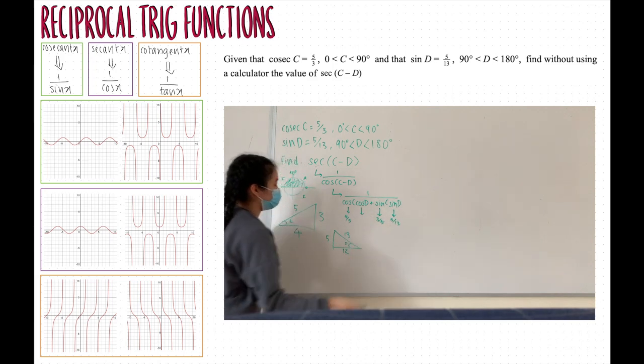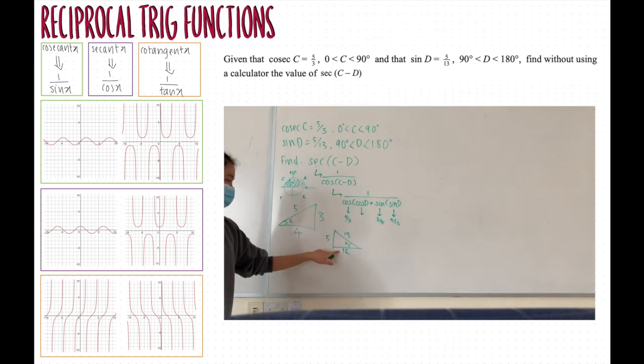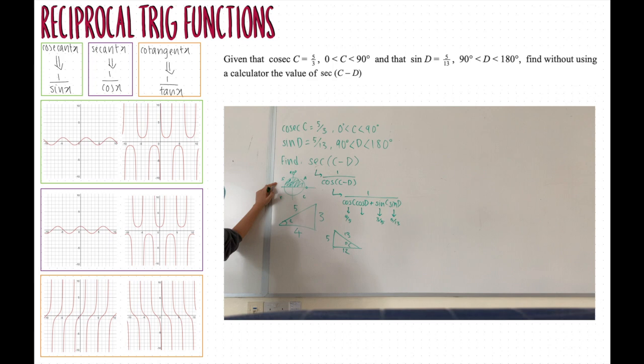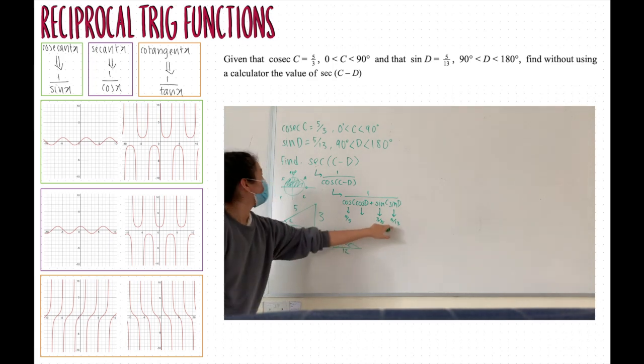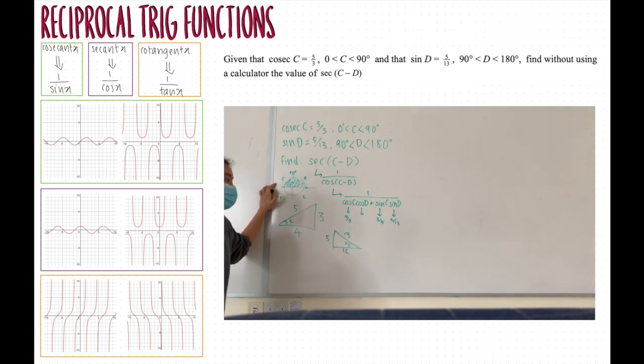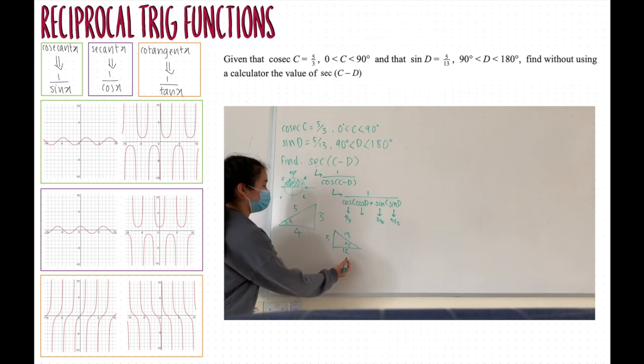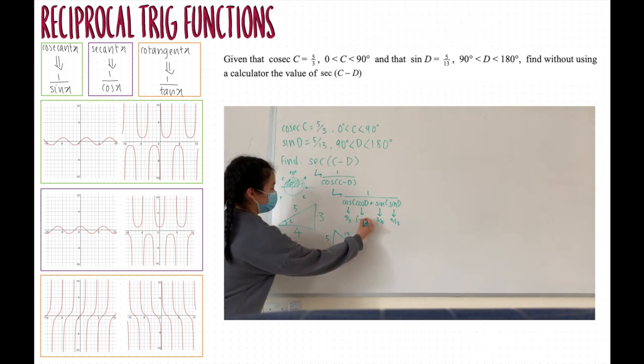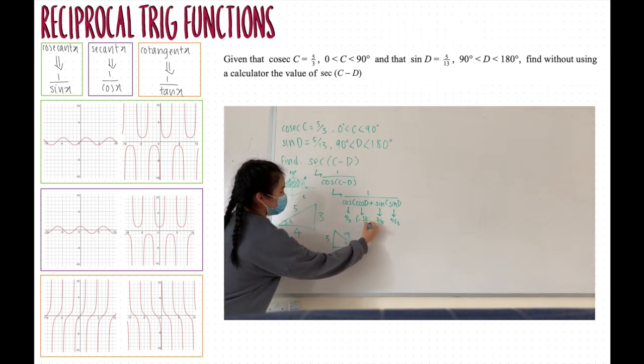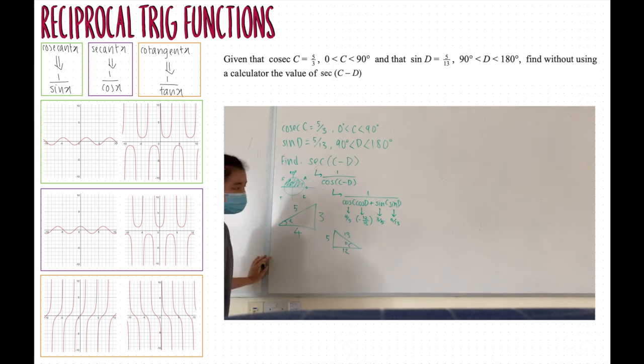And for cos D, now we just say that cos D is A over H, SOHCAHTOA, but we have to be careful because the CAST means that although sine is positive here, cosine is actually negative in this area of the unit circle, so we say that cos D is actually negative 12 over 13. And now the rest of it is pretty easy.